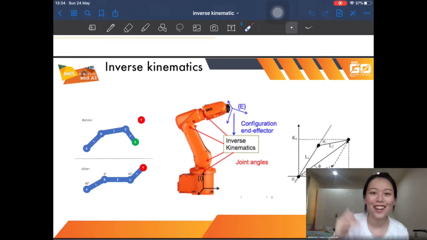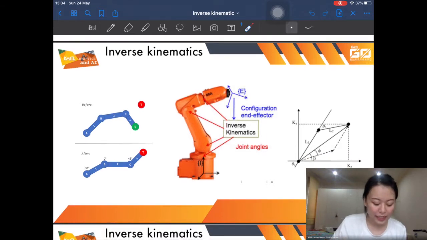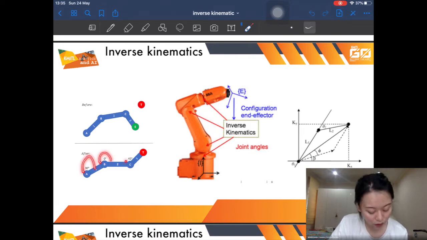Okay, so let's first talk about inverse kinematics. This is a picture of an example of robot joints. This robot has 3 joints, as you can see in this example. Joint E is the end effector of the robot. We set the target point here. We have to move joint E to the target point.